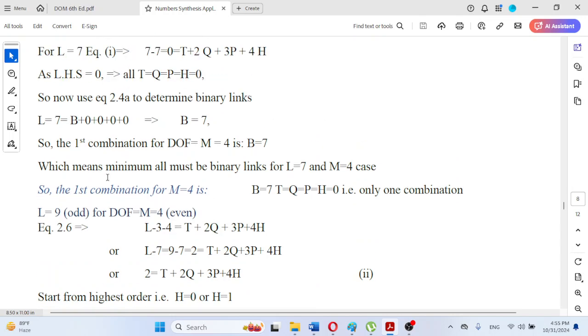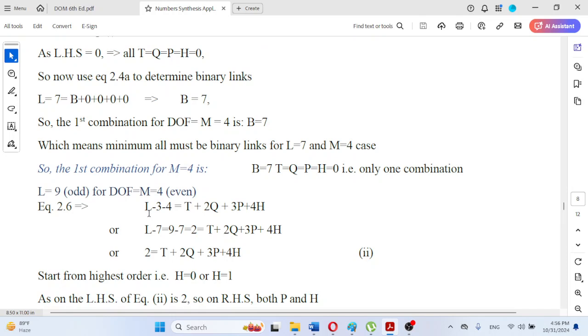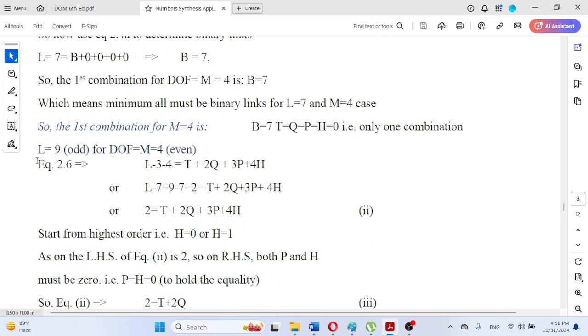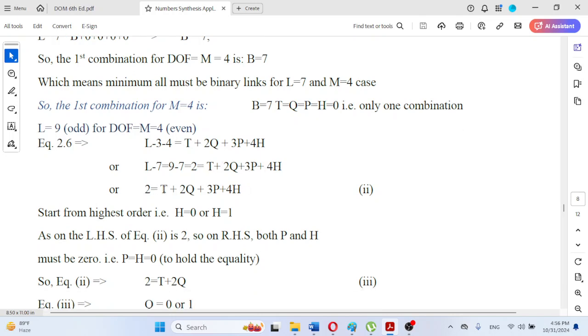Now we repeat for L equal to 9, the next value after 7. It means the total number of links is 9, which is odd, and for M equal to 4, which is even. Again equation 2.6 is given like this. We can observe that 9 minus 7 is equal to 2. So T plus 2Q plus 3P plus 4H is equal to 2, and this is the deciding equation.